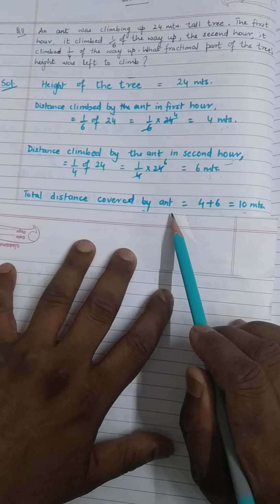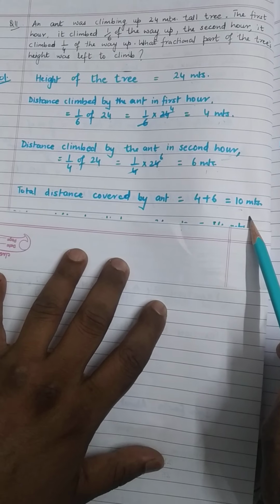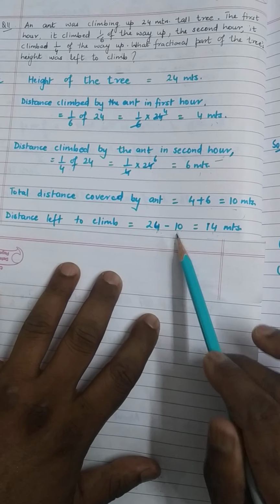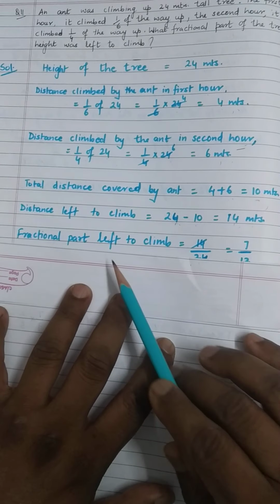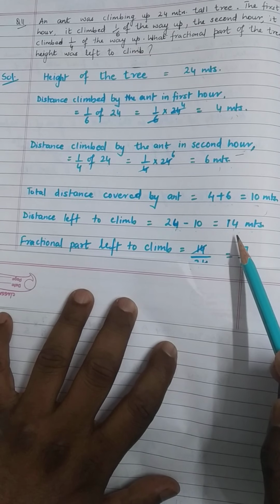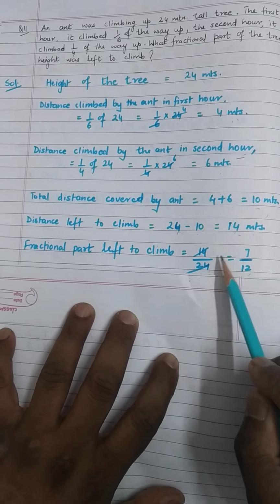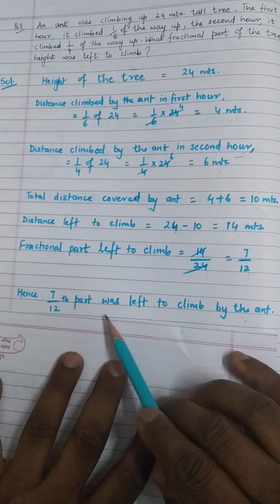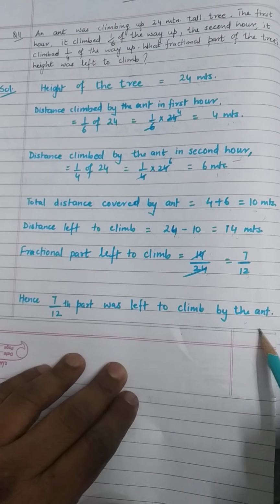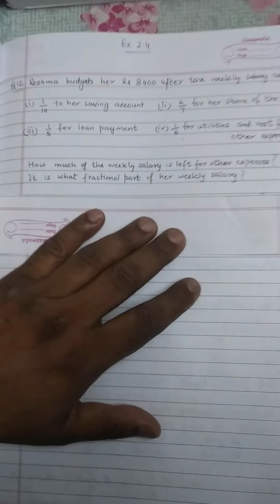Now total distance covered by the ant, that means 4 plus 6, the first hour and the second hour, that is 10 meters. Distance left to climb: total height of the tree 24 minus 10, that is 14 meters. Now fractional part left to climb. So 14 is the distance left upon total 24, 14 upon 24, that is 7 upon 12. Hence 7 upon 12th part was left to climb by the ant. I believe it is clear. Now let's come to the next question, question number 12.